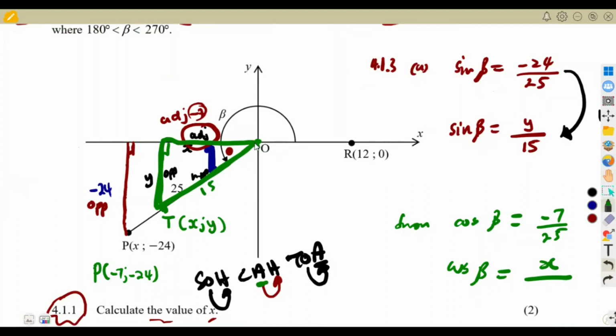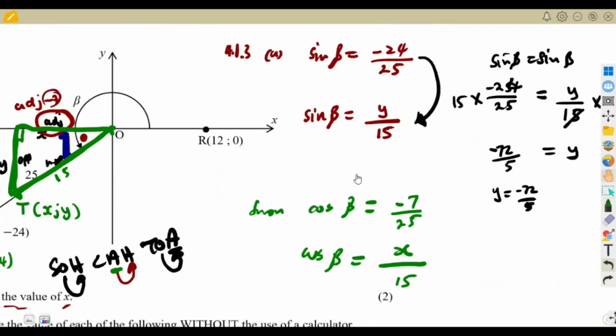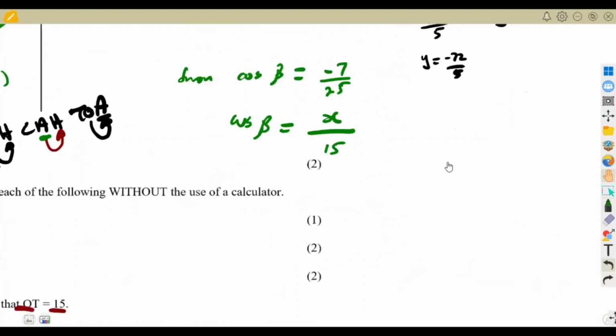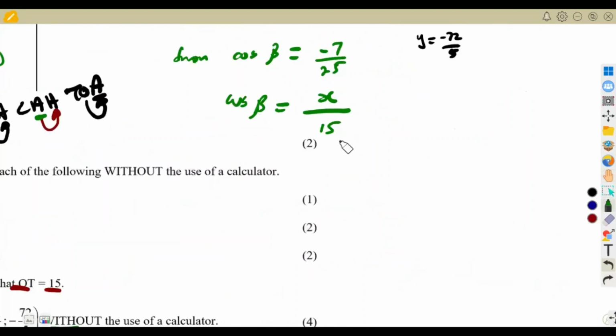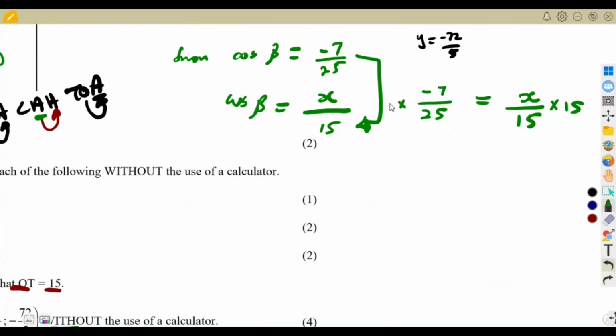What is the hypotenuse this time? From O to T, which is 15 units. So you're going to have a 15. These two are equal: the cos of beta in both triangles. So we can formulate an equation. Therefore, negative 7 over 25 is equal to x over 15. Just like the previous case, multiply by 15 this side and this side, this can cancel. So our x is going to be given as 15 times negative 7 over 25.